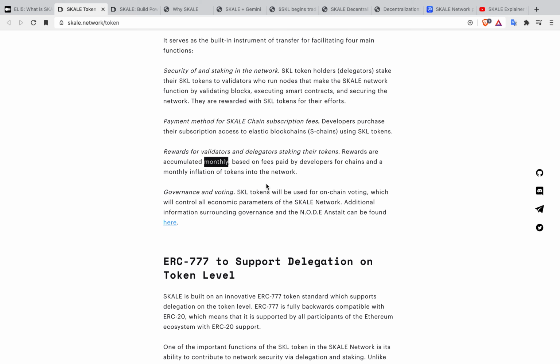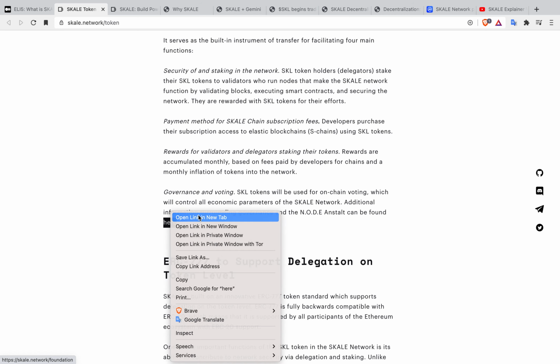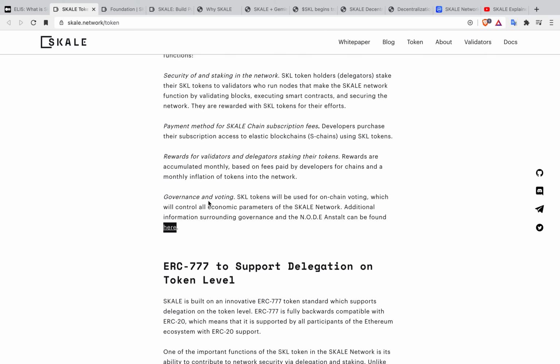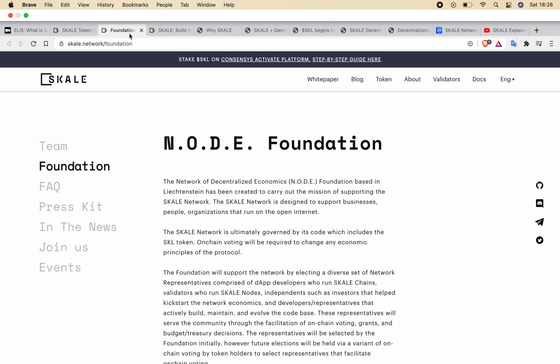Governance and voting. SKALE tokens will be used for on-chain voting, which will control all economic parameters of the SKALE networks. Additionally, information surrounding the governance and the nodes can be found here. There's actually a link for more information on the governance and voting, and I recommend you check it out, because governance in any token or any cryptocurrency project is extremely important, as we all know.